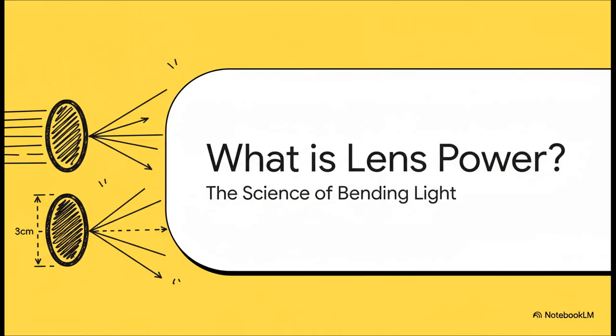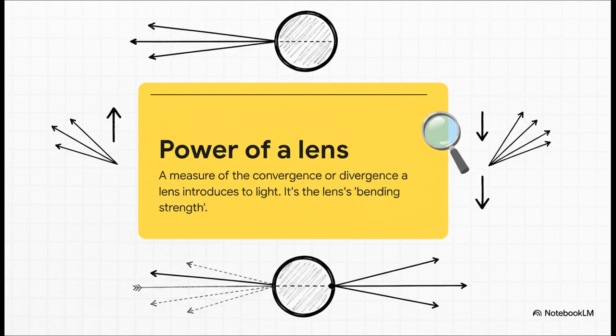So to really wrap our heads around that number on the prescription, we've got to get back to basics. We need to understand what a lens is fundamentally doing. And you know what? It's all about bending light. Okay, so what is the power of a lens? In the simplest terms, it's how much that lens can bend light. That's it. A lens with a really high power is going to bend light rays a lot, while a low-power lens just gives them a gentle nudge.